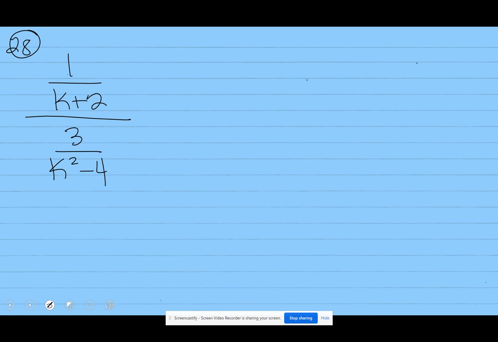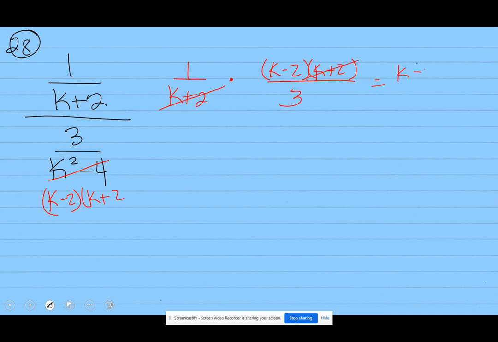Number 28, same. This is a keep, change, flip. Keep the first one, change to multiplication. Flip the second one, but the second one is a flip and factor, because I can factor this to k minus 2, k plus 2. Now I'm going to cancel, and I get k minus 2 over 3.